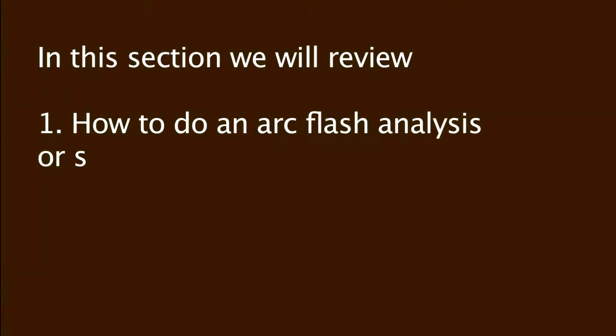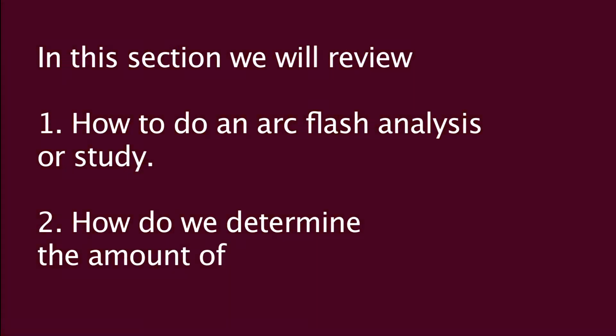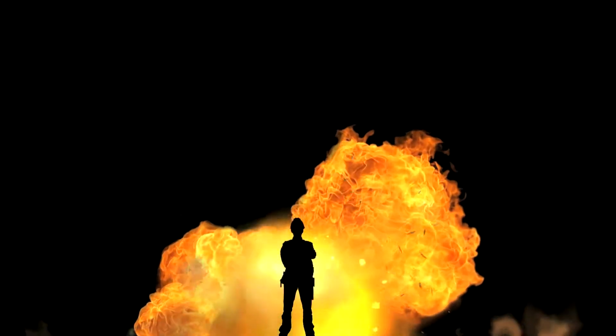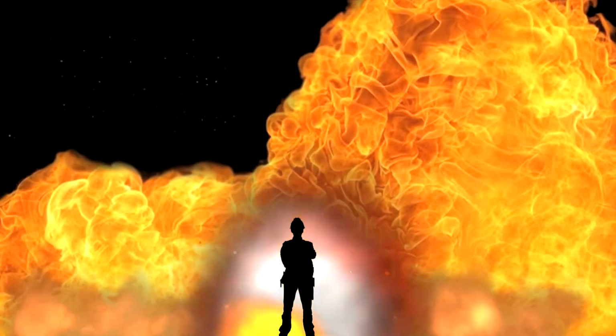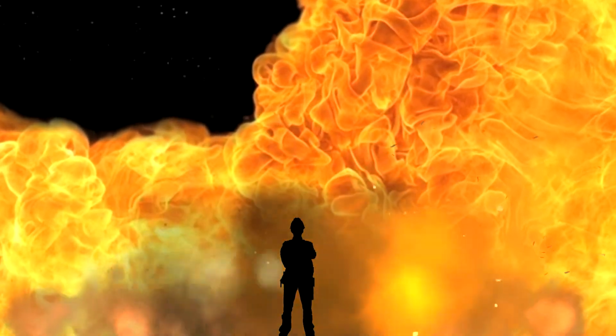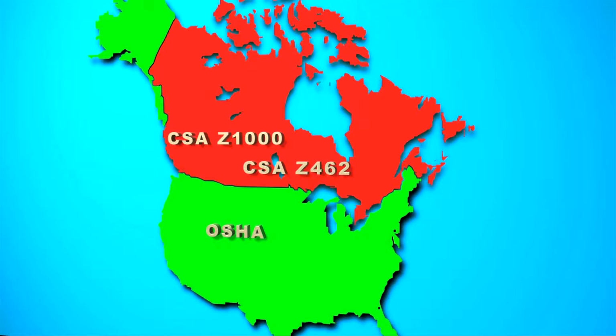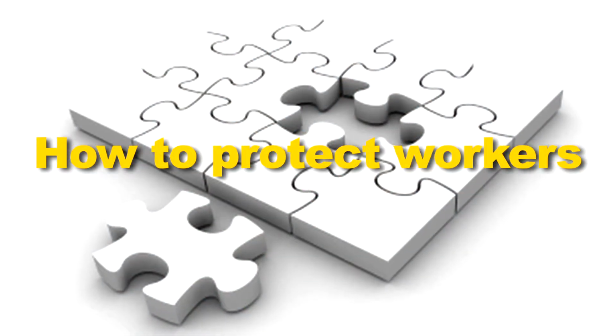In this section, we will review how to do an arc flash analysis or study. How do we determine the amount of energy that is released if an arc flash accident happened? After discussing the energies released during an arc flash and witnessing footage of arc flash incidents, it is clear why OSHA, CSA Z1000, CSA Z462, and NFPA are so invested in preventing arc flash hazards. The final piece of the puzzle is determining how to protect workers from suffering injury in the event an arc flash does occur.